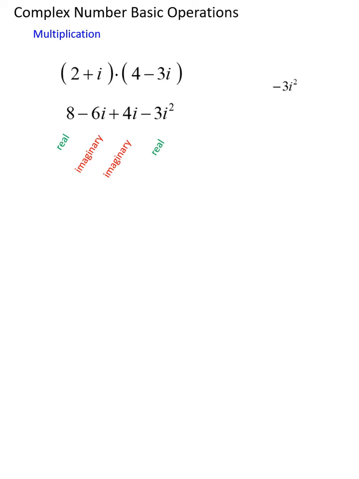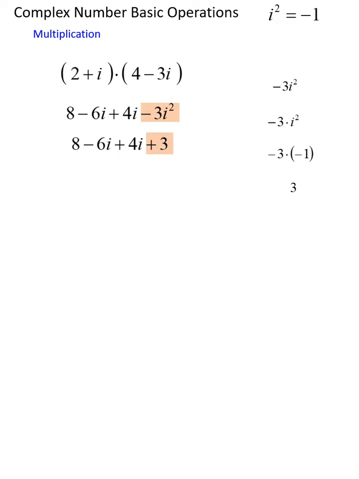Let's examine negative 3i squared. Negative 3i squared, of course, means negative 3 times i squared, but let's not forget i is that strange mathematical number which, when squared, is negative 1. In other words, I can replace i squared with negative 1, thereby giving me a real answer. Notice the change made here.